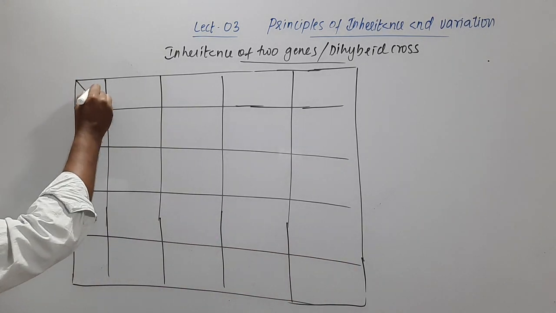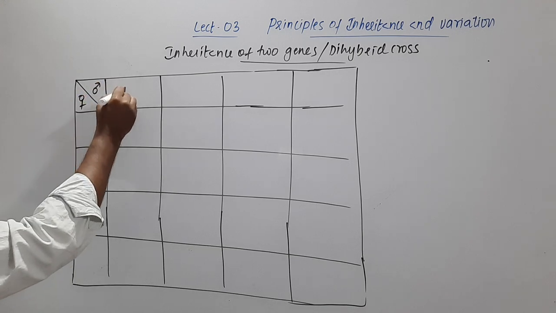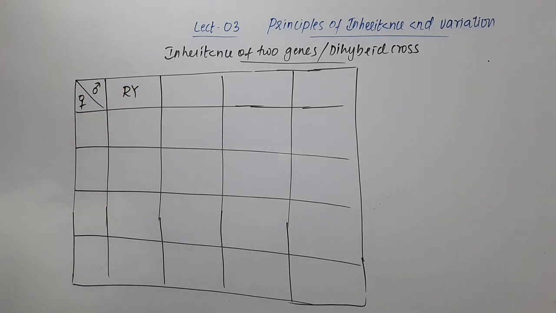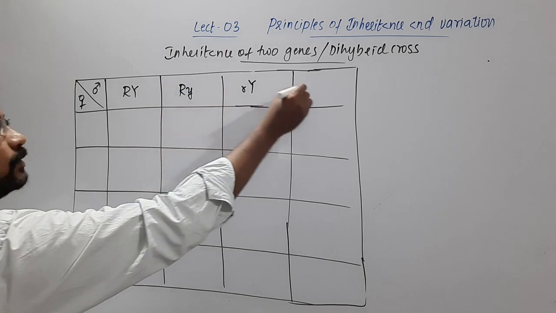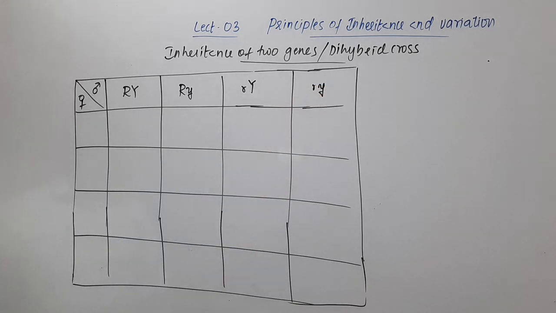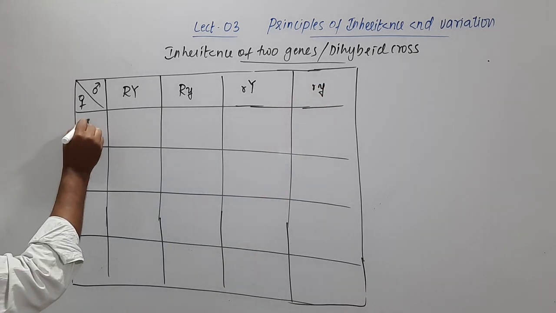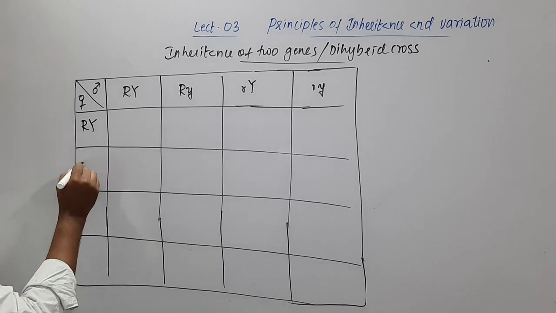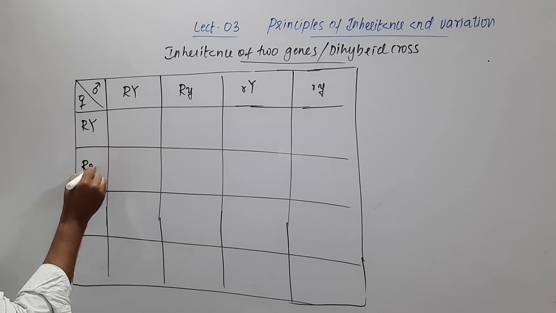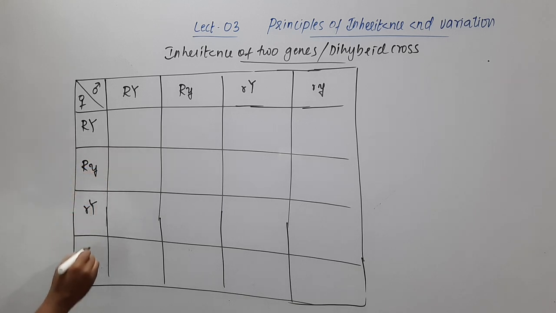So on one side the male gametes, so let's take capital R, capital Y, then capital R, small y, small r, capital Y, small r, small y. Here also the same gametes, so both male and female gametes are the same, because it's a self cross. So let's see the possibilities.